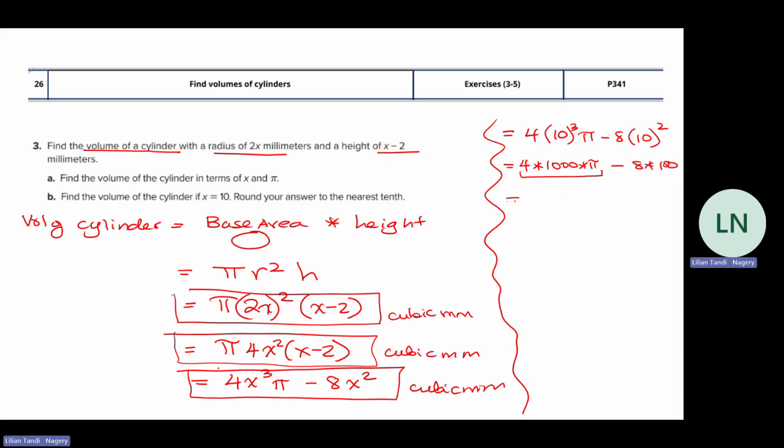This will give you 4000 pi minus 800. Why did I forget pi? There should be pi over here. Sorry. There should be pi over there. And then here we should also have pi, and here we should have 800 pi. Now, these are like terms. I can subtract them. So this should be 3200 pi. Okay?